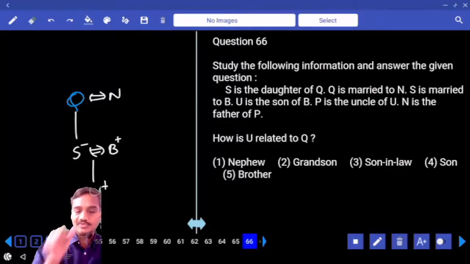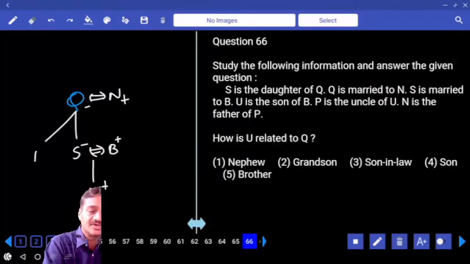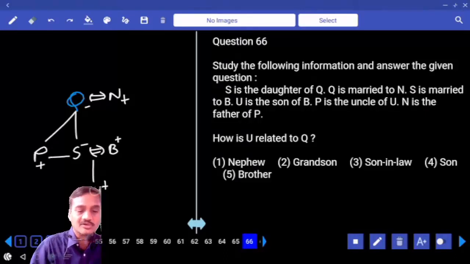N is the father of P. Now N is the father of P, and P and S are siblings to each other. And P is uncle of U means P is the maternal uncle of U. Done with this? Then according to this one, how is U related to Q?